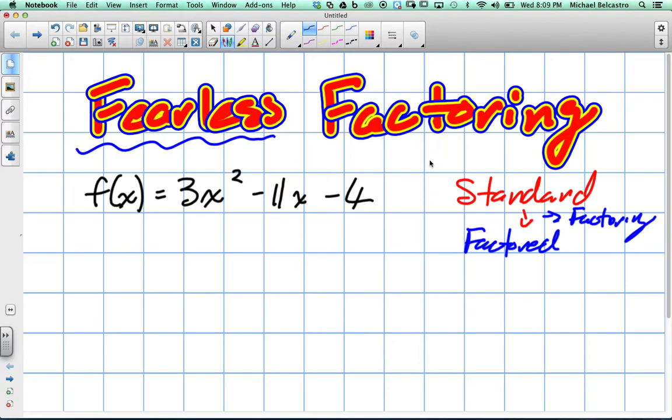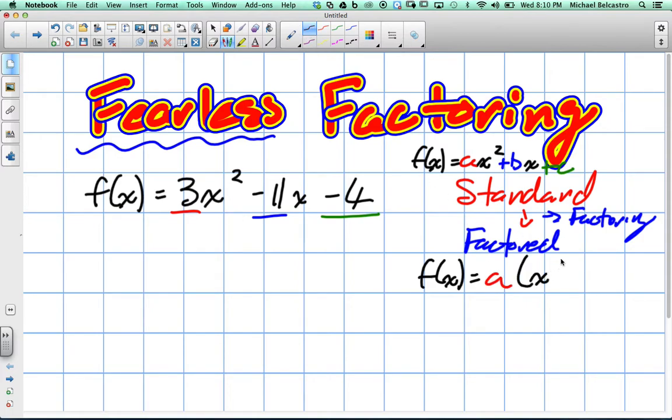Our standard form, just in case you forget, is f(x) = ax² + bx + c. So this would be your a, this would be your b, and this would be your c. And those are the terms here, your c, your b, and your a. And the factored form is f(x) = a(x − r)(x − s). The r and the s are your x-intercepts. They represent where the graph crosses the x-axis. It doesn't matter what you call which.